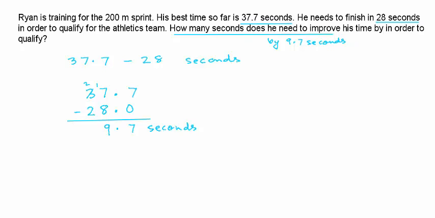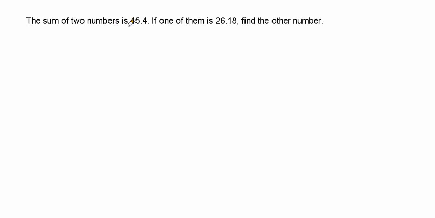Let's do another one. The sum of two numbers is 45.4. If one of them is 26.18, find the other number. And don't be surprised to see decimals when we talk about numbers, because numbers can be either integers or decimals. So we have two numbers, something plus something is equal to 45.4. Given that one of them is 26.18, how do we find the other one? Obviously, do a subtraction of 26.18 from 45.4.